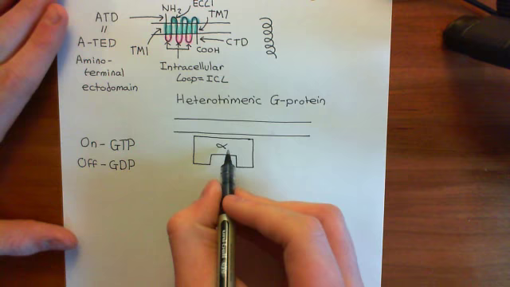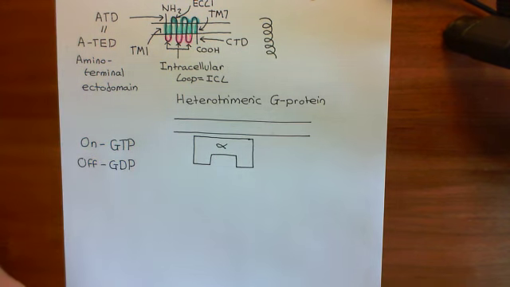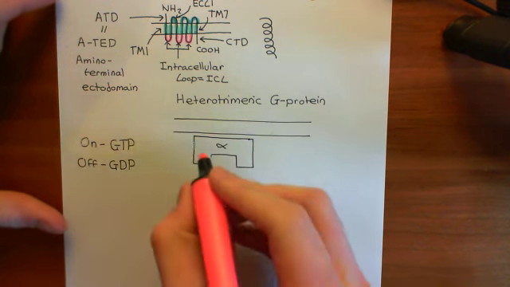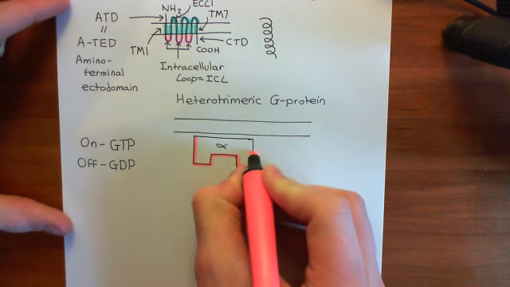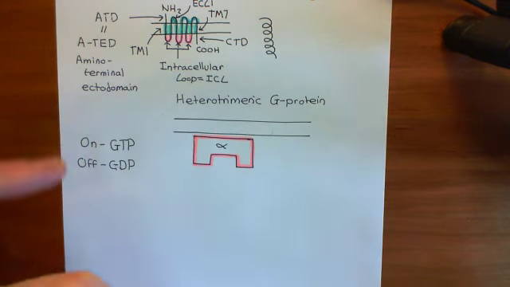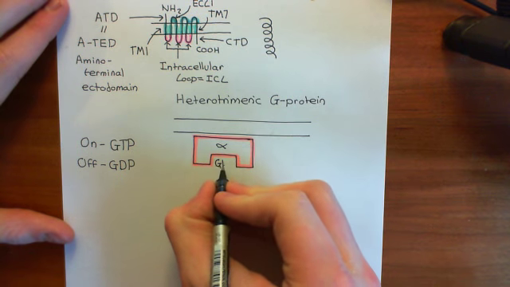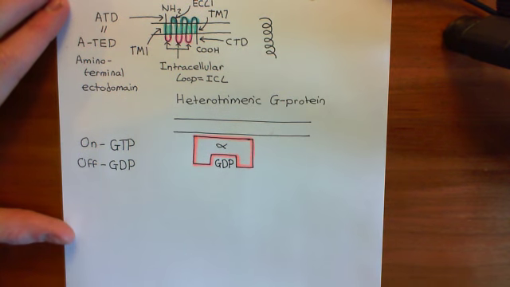So depending on whether the alpha subunit has a GTP molecule bound to it or a GDP molecule bound to it, it will either be in an on state where it will be activating all sorts of signaling cascades, and we're going to look at those, or it can be in the off state where it's not doing that. Right, so I'll outline my alpha subunit in red here. So let's start with our alpha subunit in the off state. In the off state it's going to have a molecule of GDP, guanosine diphosphate, bound to it.